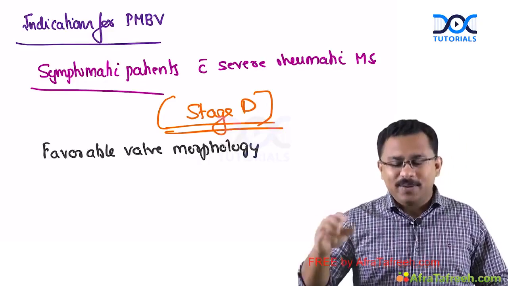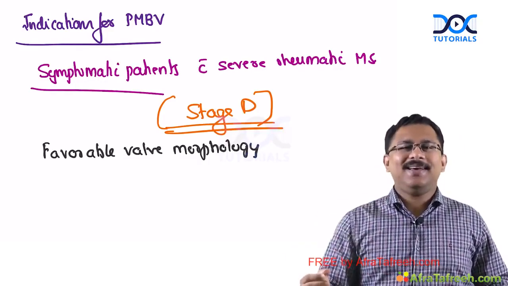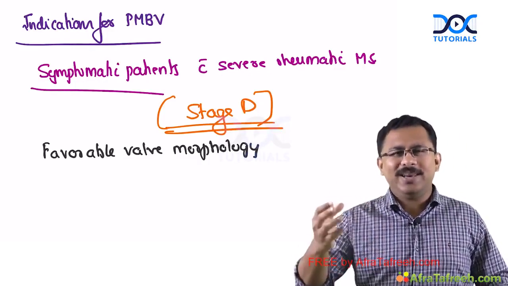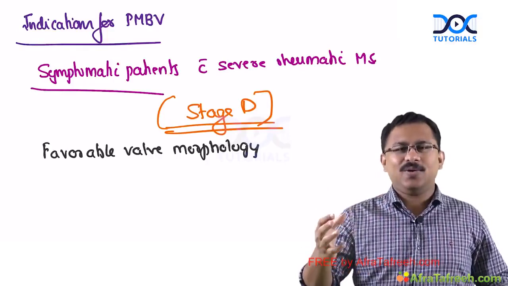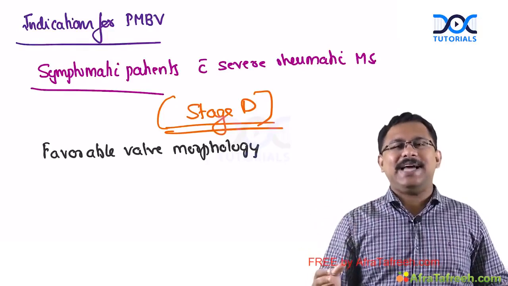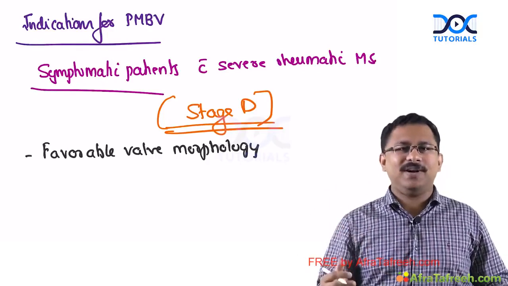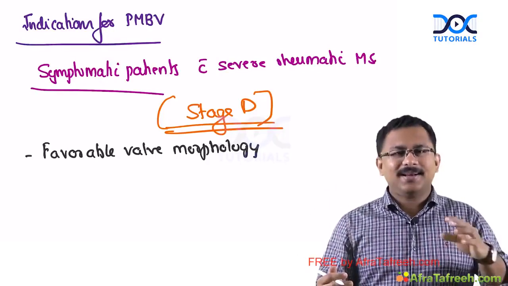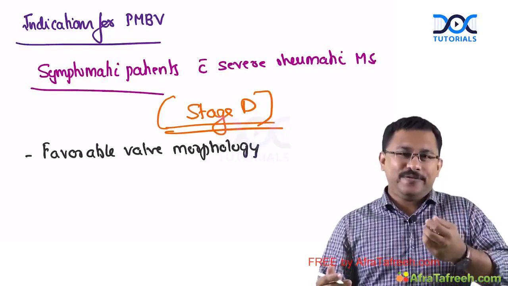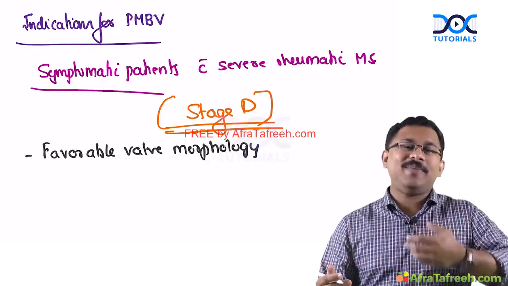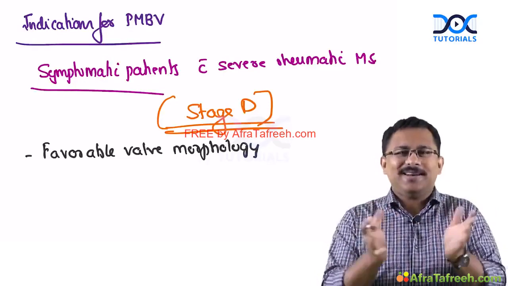So when I say favorable valve morphology, it means the valve is mobile, the valve leaflets are not very much thickened, and there is no significant degree of calcification in the valve. So this is a favorable valve morphology. Another point is that if there is an MR, it should not be a moderate to severe MR. So what is this moderate MR?